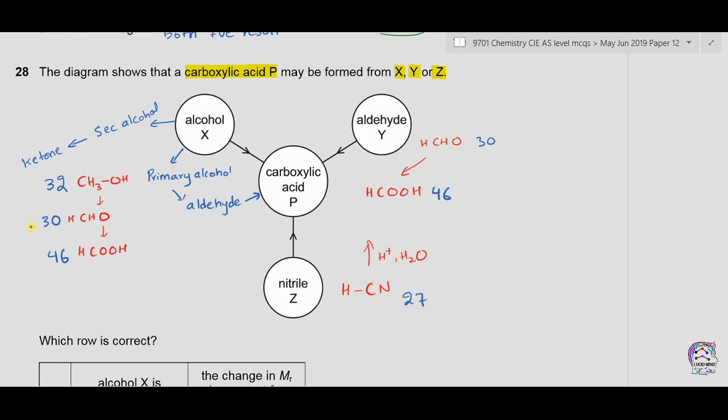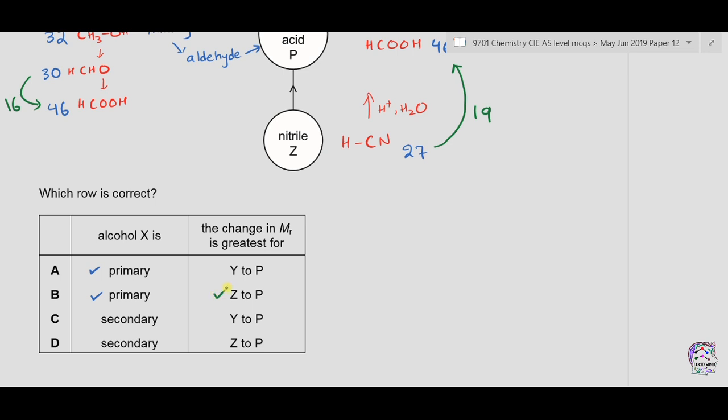Now we can see that the change from aldehyde to carboxylic acid is 16. And from nitrile to carboxylic acid is 19. So therefore greatest change is from nitrile to carboxylic acid or Z to P. So therefore correct option is B.